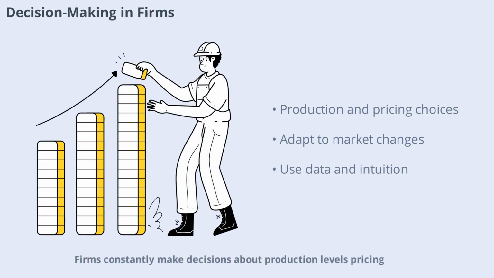Firms constantly make decisions about production levels, pricing, and resource allocation. These choices are influenced by market conditions, cost structures, and competitive pressures. Effective decision-making requires accurate data, clear objectives, and the ability to adapt to changing circumstances. Successful firms use a combination of analysis and intuition to navigate complex business environments.